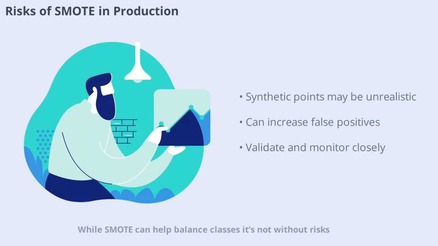While SMOTE can help balance classes, it's not without risks. If the minority class contains noisy or outlier data, SMOTE may generate synthetic points in the wrong regions, creating unrealistic decision boundaries. This can increase false positives in production, so always validate your synthetic data and monitor performance closely.